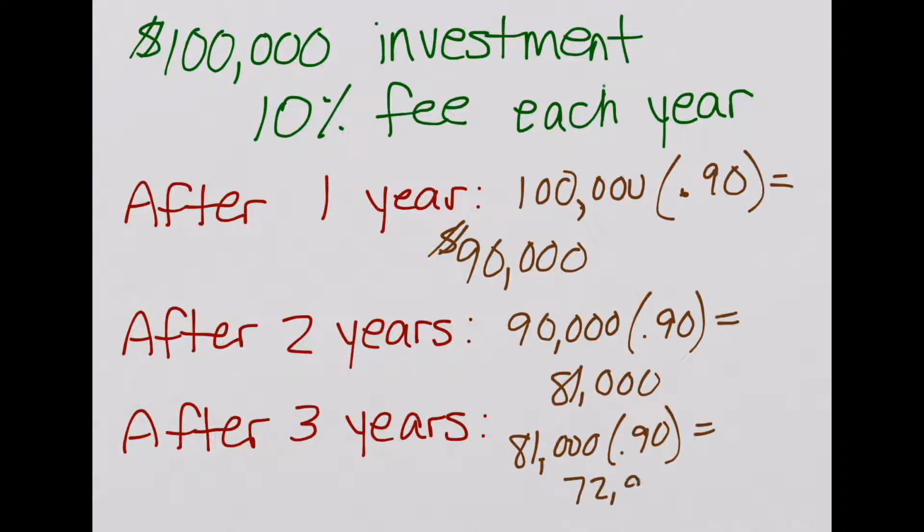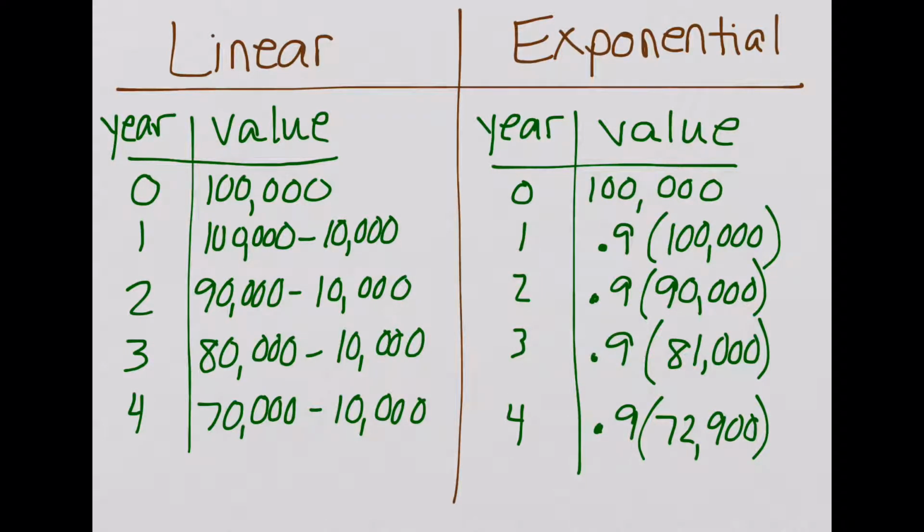And then the next time, it's going to be 81,000 times 0.90, and that ends up being, I think, $72,900. So it's not subtracting $10,000 every year. The 10% fee is getting smaller and smaller because the amount of money in the account is getting smaller and smaller.